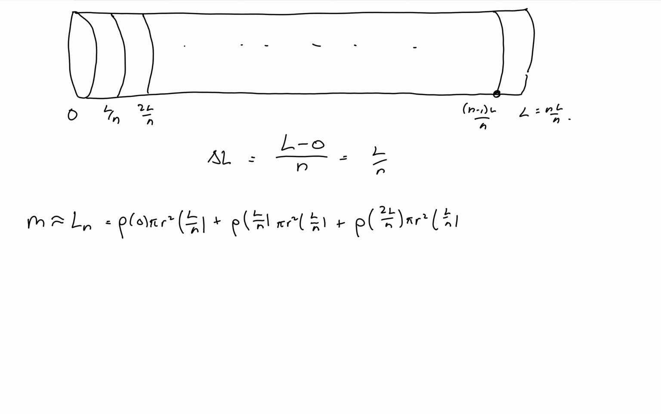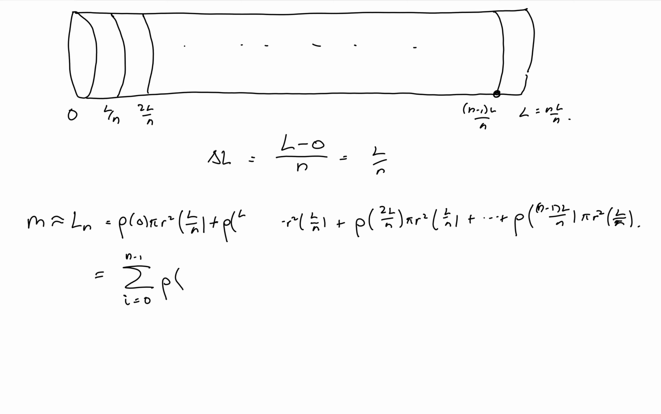And then we go all the way, and this is the last one we use. So we'll do dot, dot, dot, row (n minus 1) L over n times pi r squared times L over n. And then we do want to write this one in summation notation. So it starts at 0, and notice we're going row, and then each time... that was just L over n. So notice we start with 0 times L over n, 1 times L over n, 2 times L over n, all the way up. So this is i L over n, and I have pi r squared times L over n.